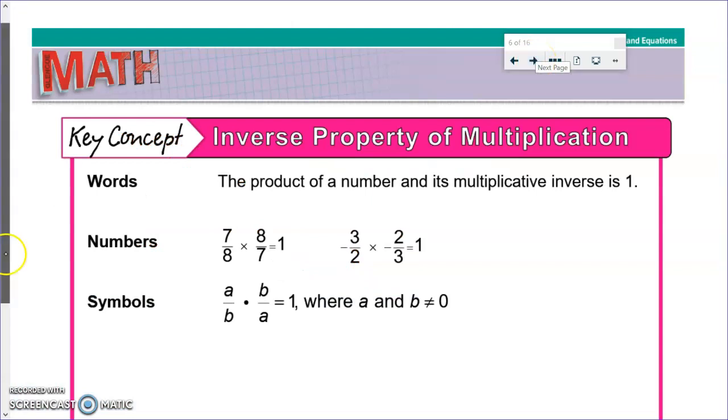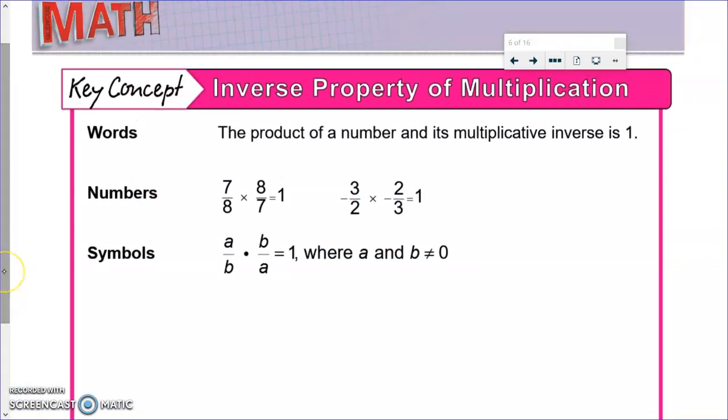So the first thing we're going to talk about is our inverse property of multiplication, or it's the product of a number and its multiplicative inverse is 1. So like we talked about with the vocab, when we have a term and we want to multiply it by something to equal 1, we're just going to flip it. So in this case, if I had 7 over 8 and I multiplied it by its multiplicative inverse, which is 8 over 7, when we multiply, this would be able to be reduced down to 1.